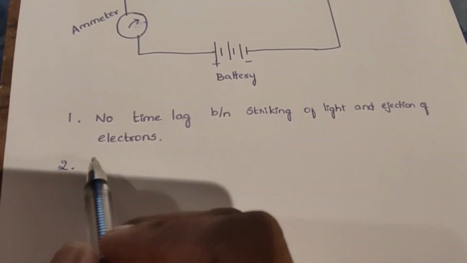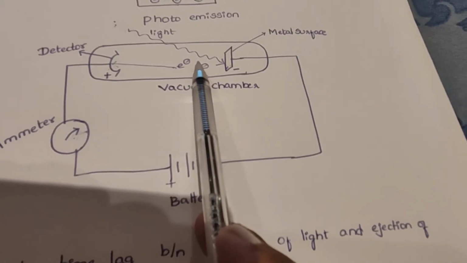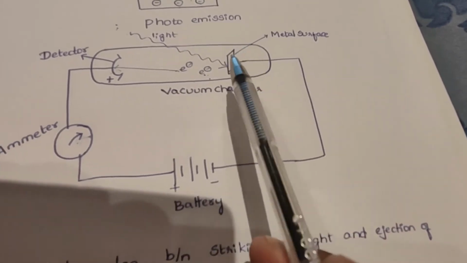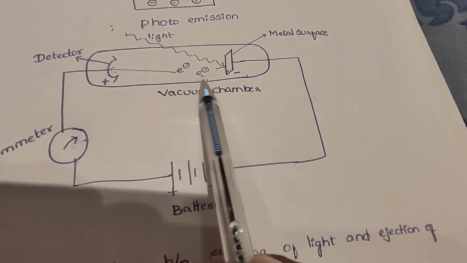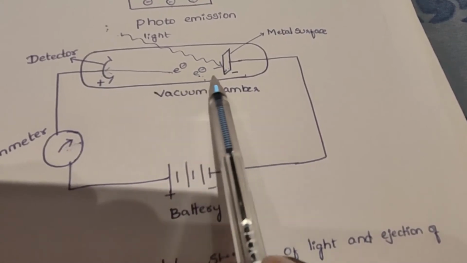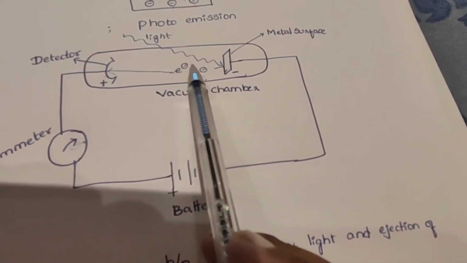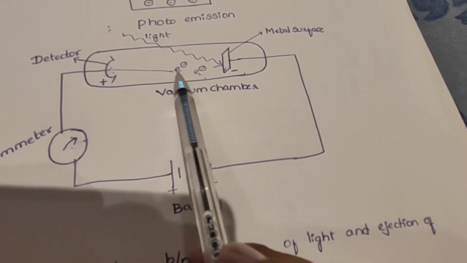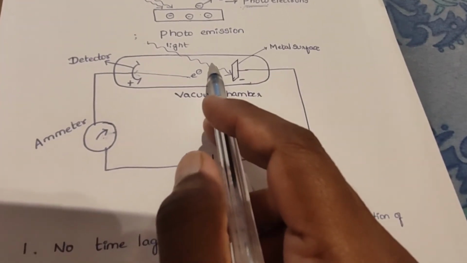Second one is the number of electrons. Here the number of electrons depends upon the intensity, or brightness, of light. If the intensity of light is more, the number of electrons ejected is more. If the intensity of light is less, then the number of electrons ejected will be less. So the number of electrons ejected is proportional to the intensity of light.